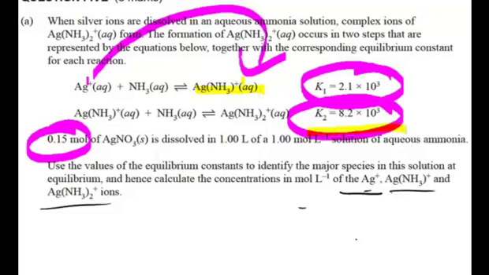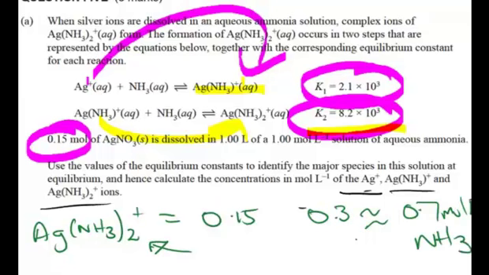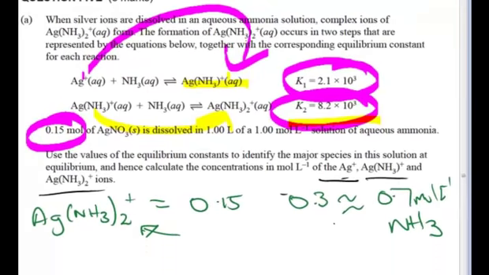And as this equilibrium constant is also very large, we'll know that this is all converted into here. So to start with, we know that the silver NH3 2 plus is going to be equal to 0.15, and as we've got two ammonias here, we know that we've used up 0.3, which means we've got about 0.7 mole per litre ammonia left in solution.